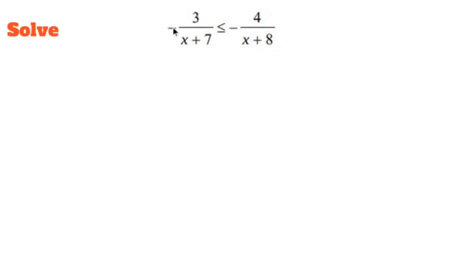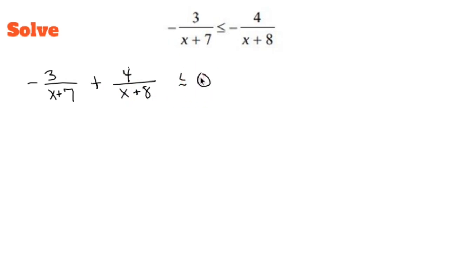Ooh, we've got ourselves solving rational inequalities. The first thing you're going to want to do is remove everything from the right side and move it to the left. So let's do that. I have negative 3 over x plus 7, and I would add 4 over x plus 8 to both sides, so that will look like that.